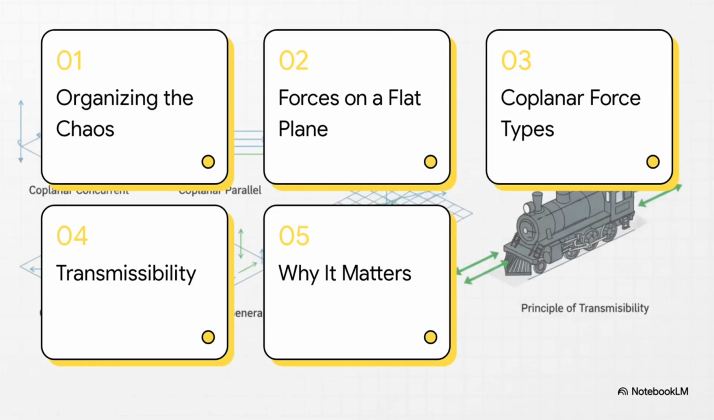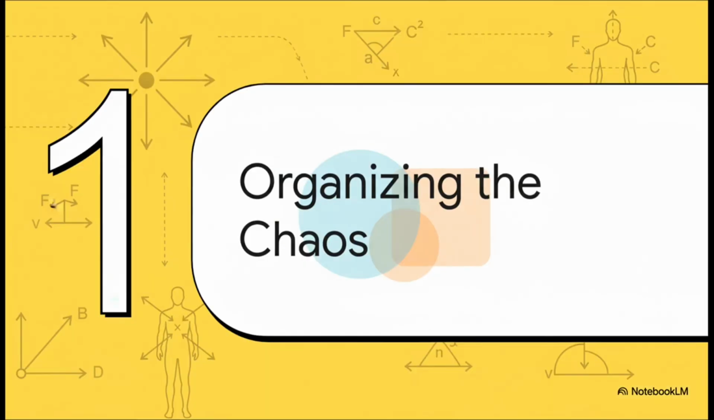So, here's our game plan. First, we're going to give a proper name to this whole chaos of forces. Then we'll split them into two big categories, before getting into the three most common types you'll see. After that, we'll talk about a really cool shortcut called transmissibility, and then we'll tie it all together to see why this stuff really matters in the real world. All right, let's jump right in.